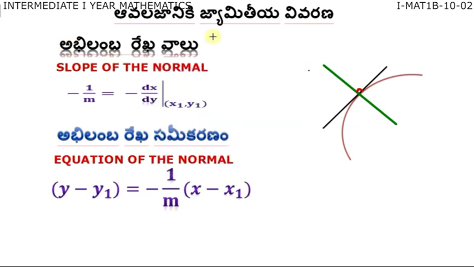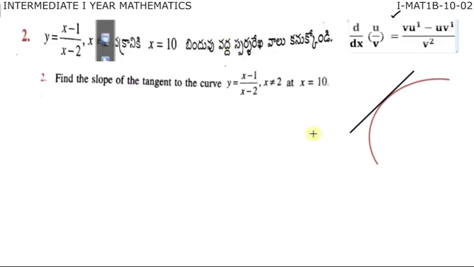Based on these formulas, let us solve some problems here. So the first one is: find the slope of the tangent to the curve y is equal to x minus 1 by x minus 2 at x is equal to 10. That is given. A rough diagram: this is the given curve y is equal to f of x. We have to find the slope of this tangent.